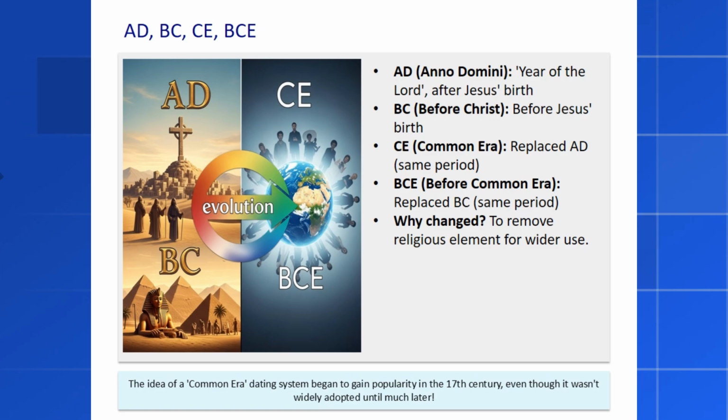It's interesting to know that the idea of using a common era dating system actually started gaining popularity as far back as the 17th century, though it took quite a while for it to become as widely used as it is today.